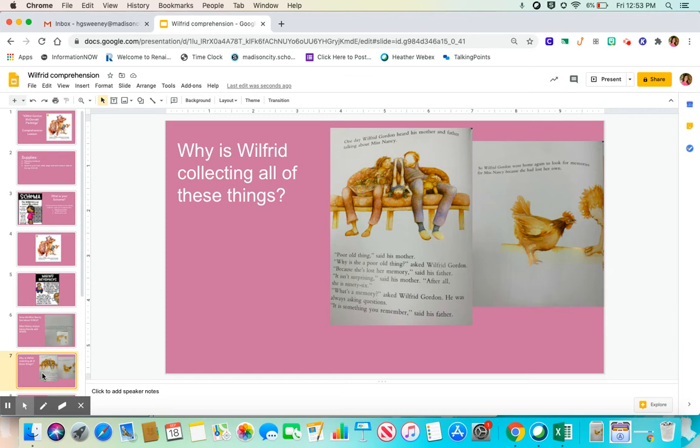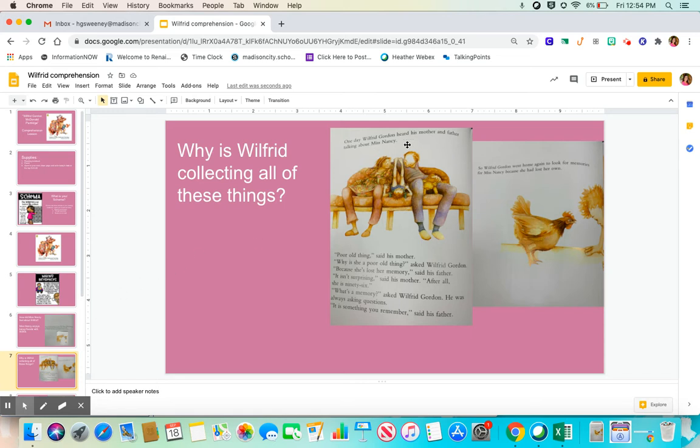This time, I want you to help write down your answer with Miss Sweeney. So the question is, why is Wilfrid collecting all of these things? So he's got all these things in a basket. He's got shells, he's got a badge. Why is he collecting all of these things? So let's go back to the text and reread to find out.